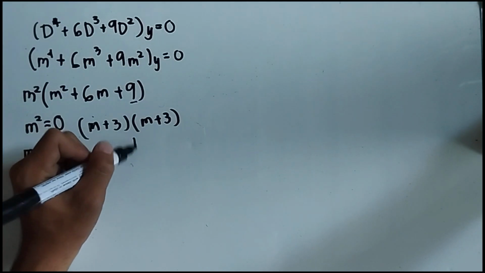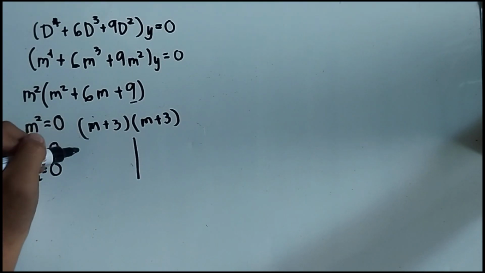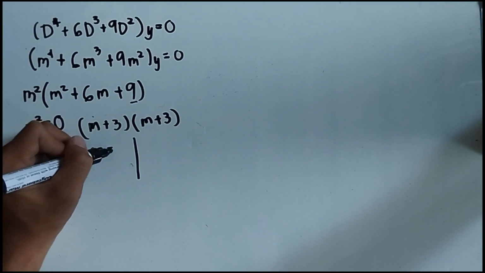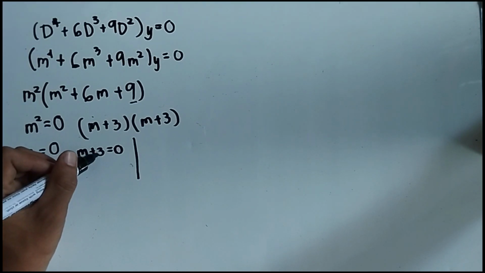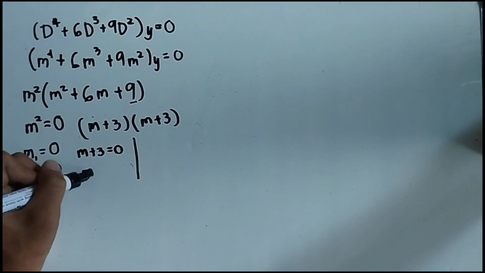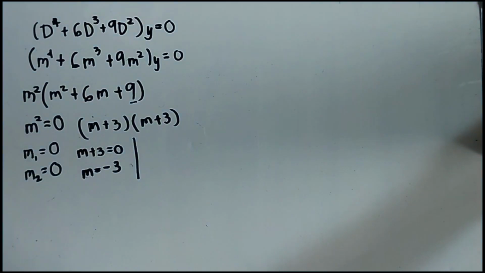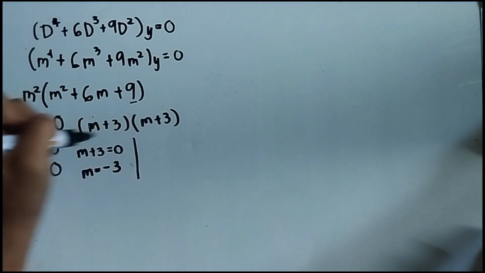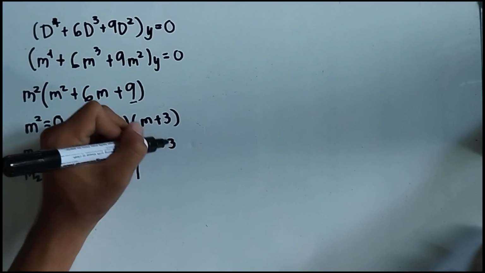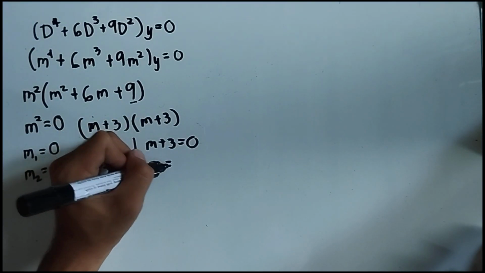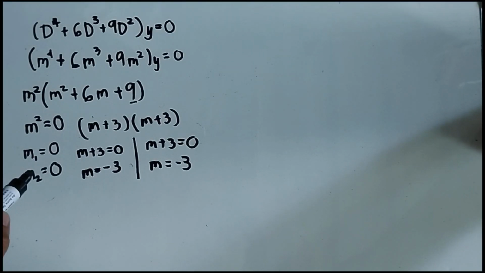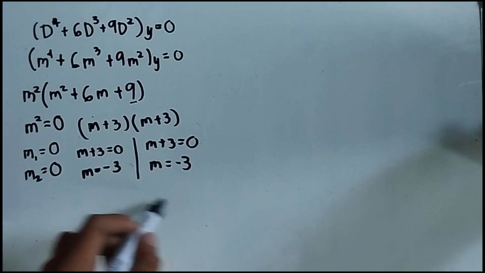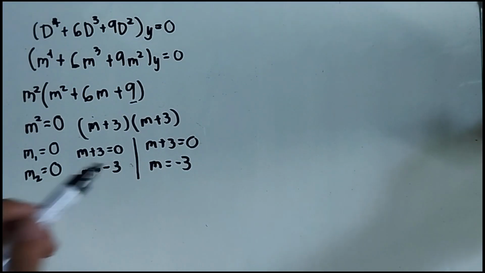Here we're gonna equate this m plus 3 to 0. In order to get m, we transpose it to the other side, so m is equal to negative 3. The other one is the same as what we did here: m plus 3 is equal to 0, then m is equal to negative 3. So as you can observe, we have two roots that are the same, and also two other roots that are the same.